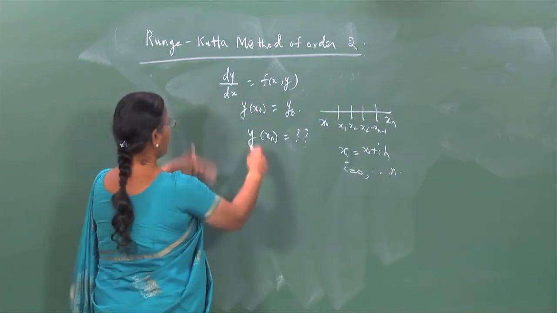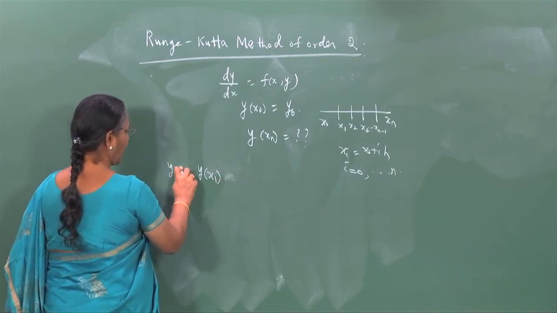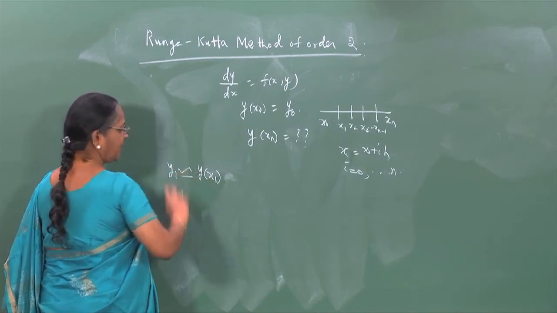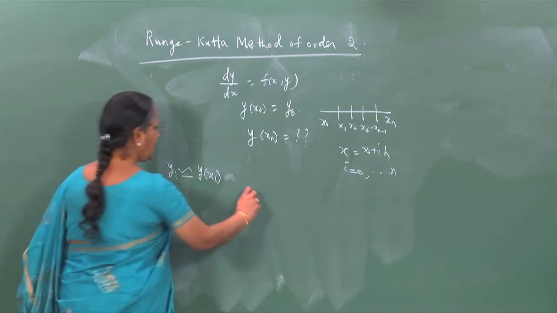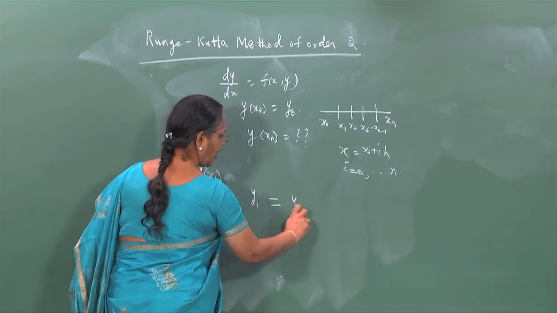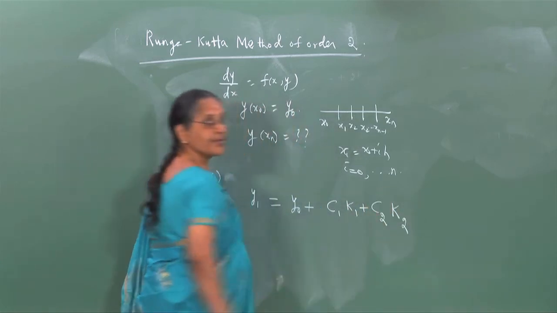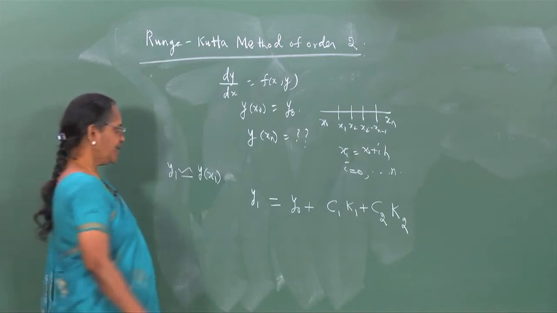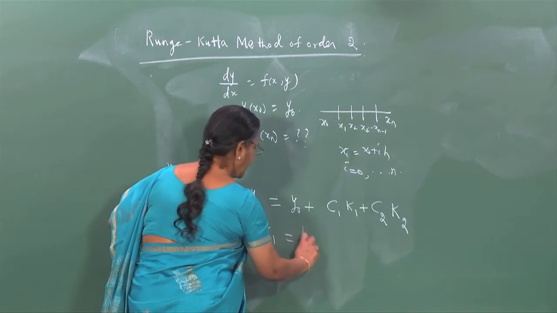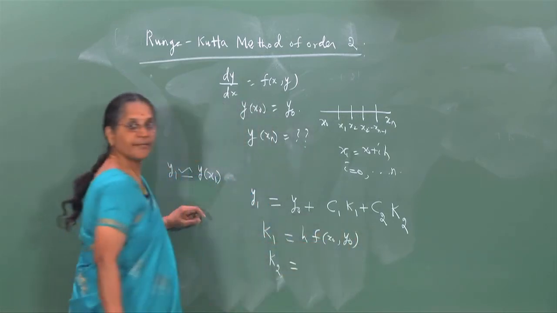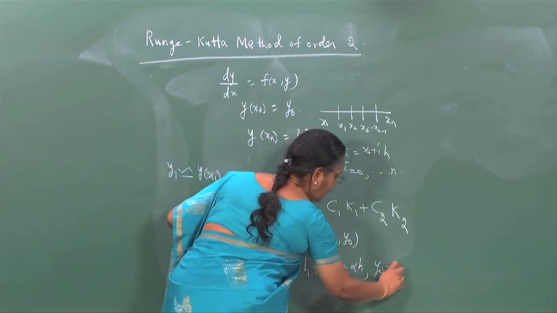So, at the first step we would like to compute y at x1. This is approximated by y1. So, y1 approximates y of x1, and I would like to derive this method in such a way that y at x1 is going to be y naught plus some constant c1 times k1 plus c2 times k2, where c1 and c2 are constants to be determined, and k1 and k2 are functions such that k1 is h into f of x naught comma y naught, and k2 is h into f of x naught plus alpha h, y naught plus beta into k1.